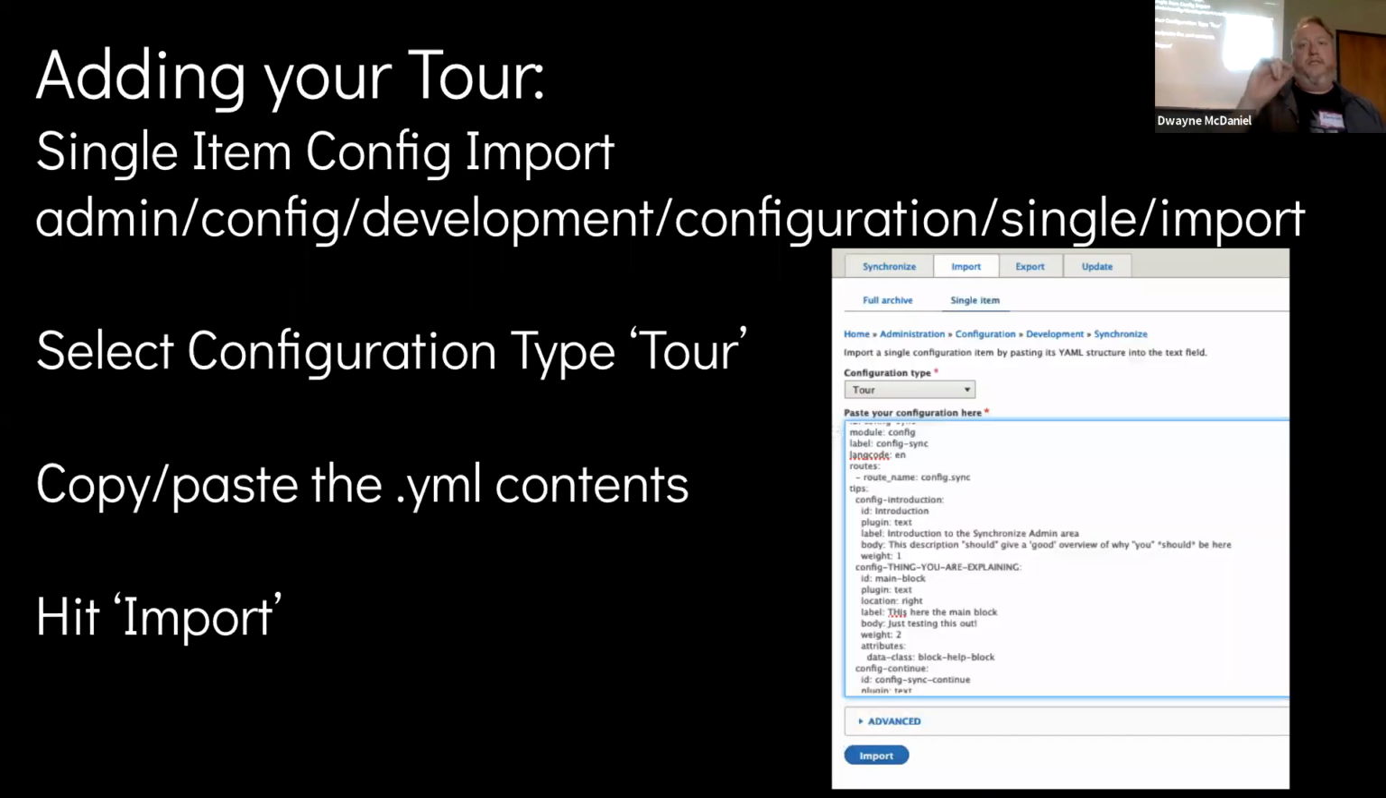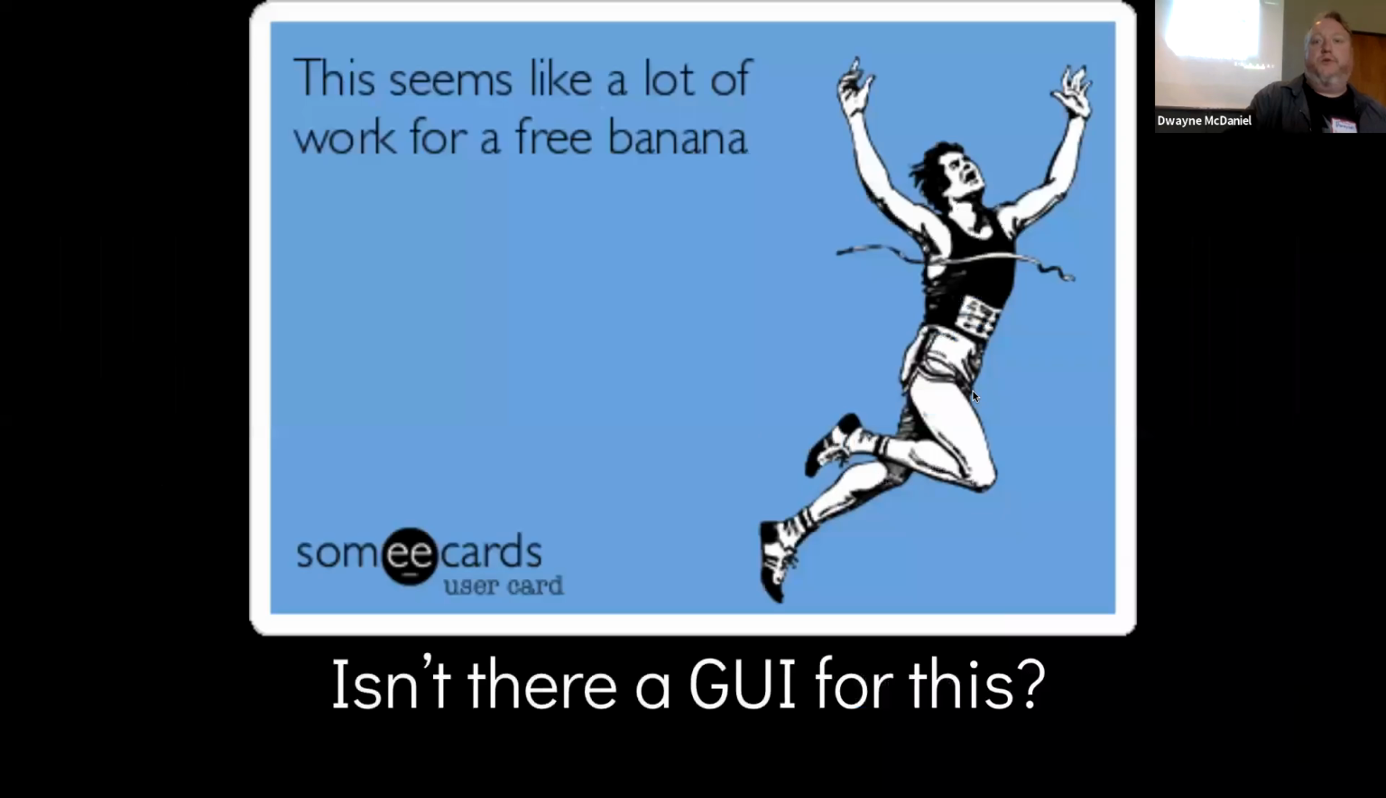But if you go to single item config import, you can just copy paste the contents of your tour. Then it actually doesn't matter what you call the file. It's just for your sanity for later when you're making your version controls happen. But this will create that YAML file itself in config if you just paste it in. Hit import, make sure you select tour as the config type, and away you go. And then tour just works.